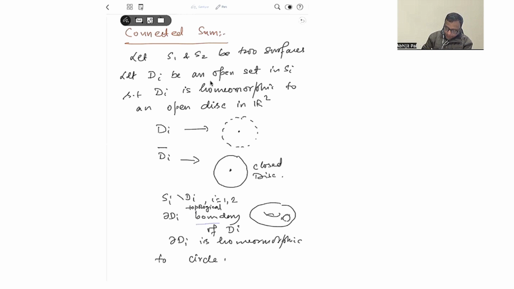So ∂Di is the topological boundary of Di, i equals 1, 2. So this boundary is homeomorphic to a circle. For example, if I take S1 to be a torus and S2 to be a torus, from the torus I'll take out this open disk. Then it will be a torus with one boundary component, and I'll get another copy of this thing.